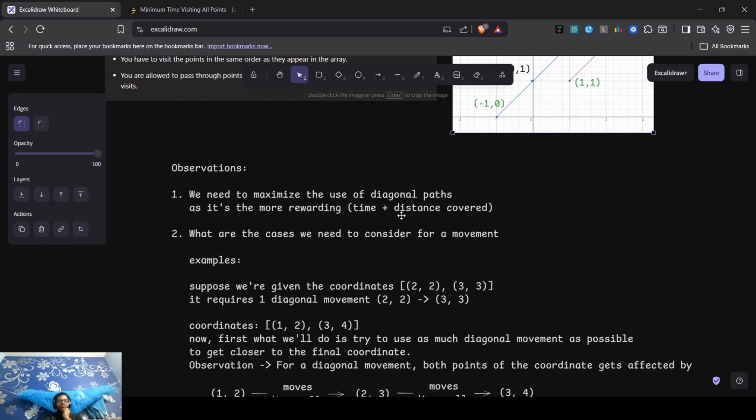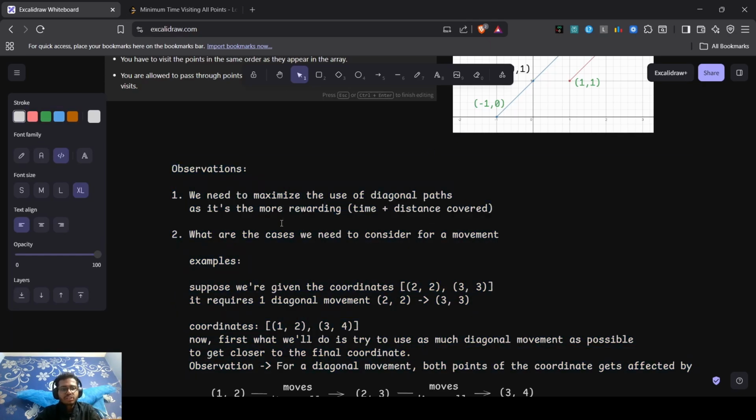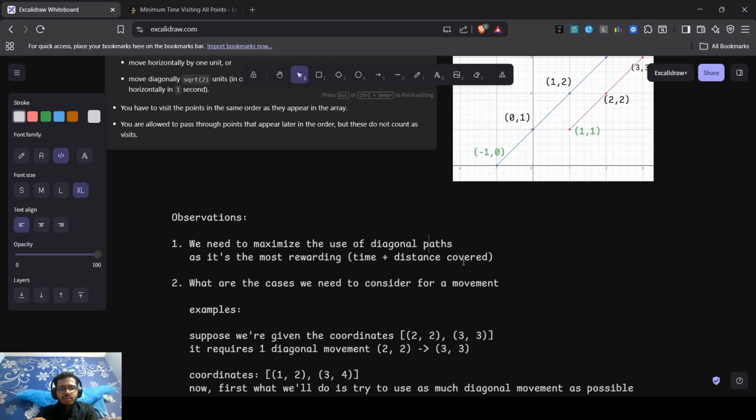Can you see some observations? We need to maximize the use of diagonal paths because it's the most rewarding path, right? Because it takes the minimum time and gives us the maximum distance to be covered. So we are getting an idea, right?